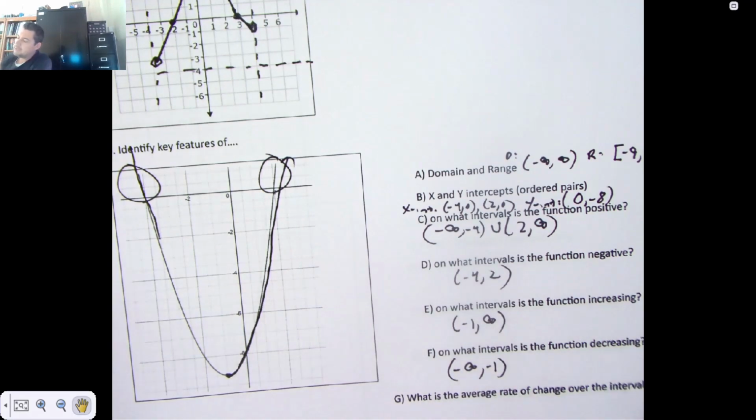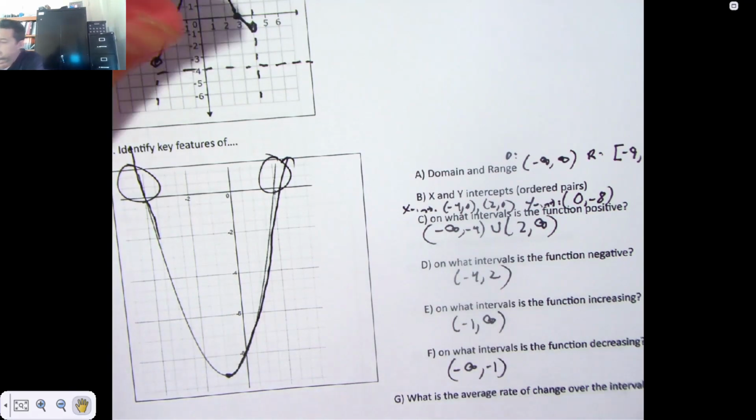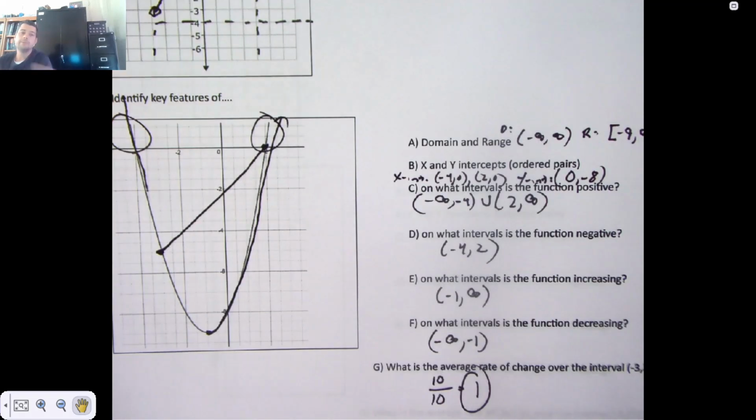And then they want the average rate of change over the interval from -3 to 2. And you can do this with a graph. -3 will touch the graph right here, and there's 2. Or you can use the formula. I don't really care. I'm just going to count these little blocks. It looks to me like we rose 10 blocks. And what did we run? Oh, we also ran 10 blocks. So it's 1. The average rate of change on that interval happens to be 1.